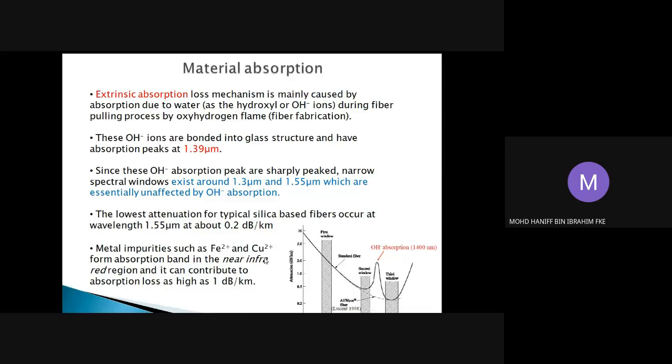1 dB per kilometer. Okay, so that's why in the fabrication process of fiber optics, we try to reduce these unwanted impurities because they will incur higher losses to the structure of fiber optics. Okay, hopefully you understand all these effects of absorption.